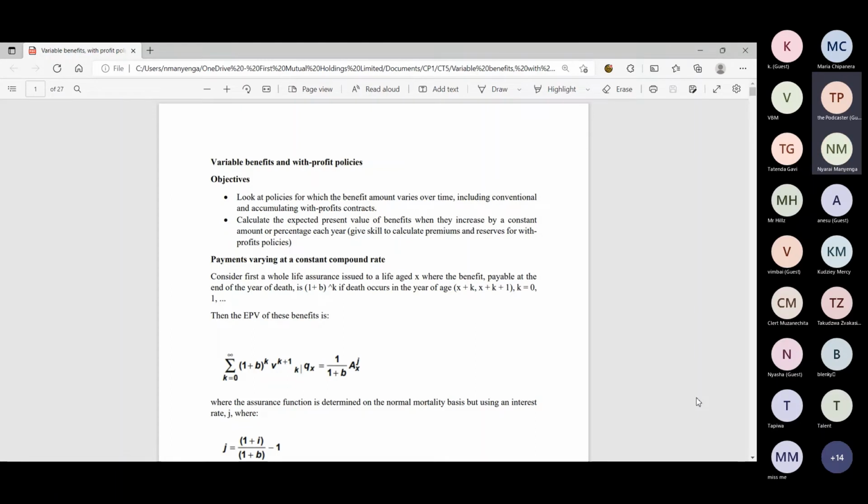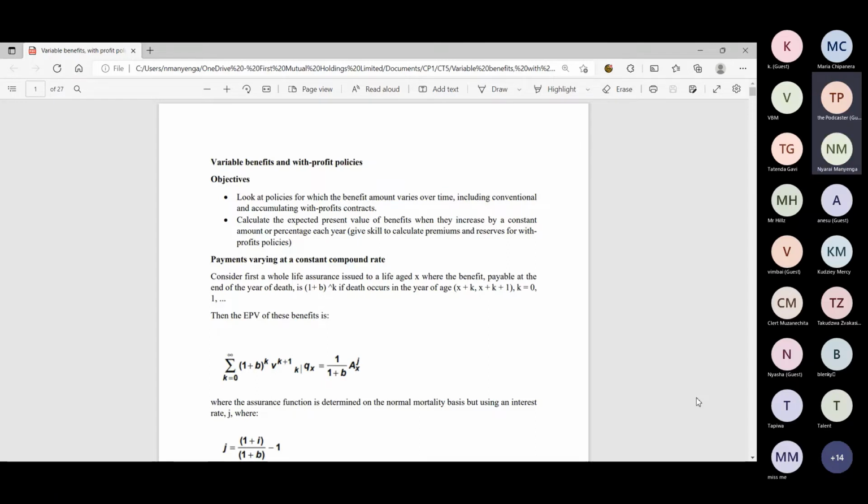So the objectives of this lecture is just to look at policies for which the benefit amount varies over time. That would include conventional and accumulating with profits contracts. Then also we will calculate the expected present value of benefits when they increase by a constant amount or a percentage each year. So this will give you the skill to be able to calculate premiums and reserves for with profit policies.